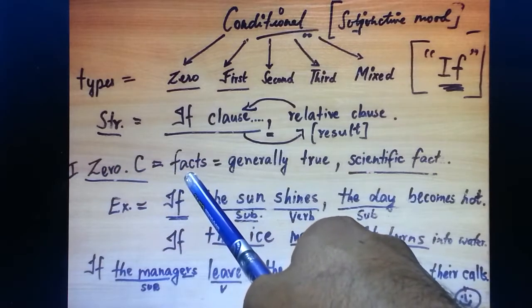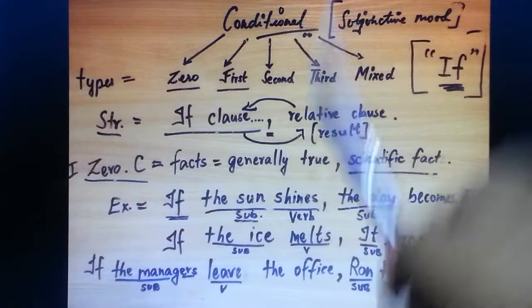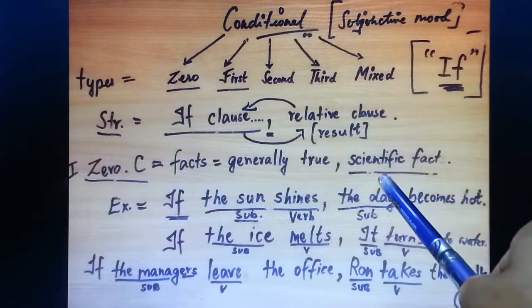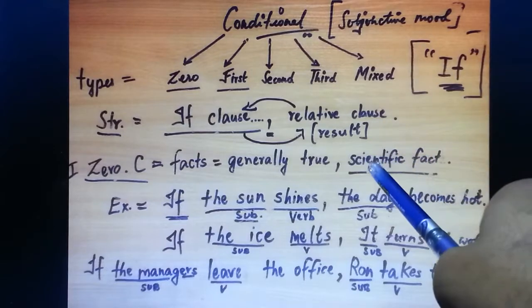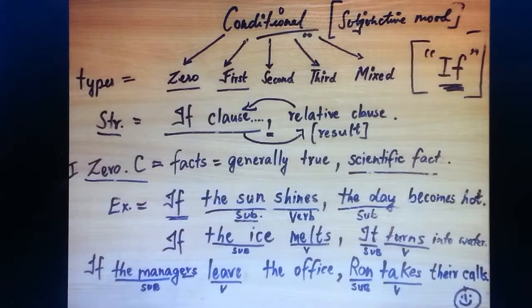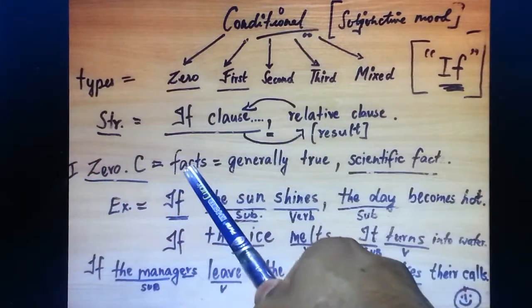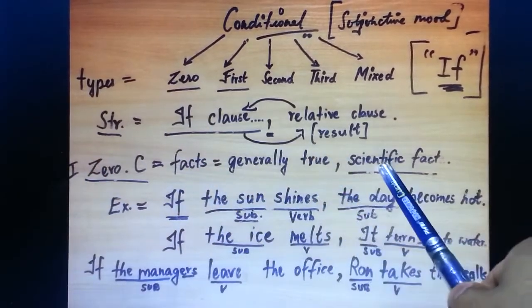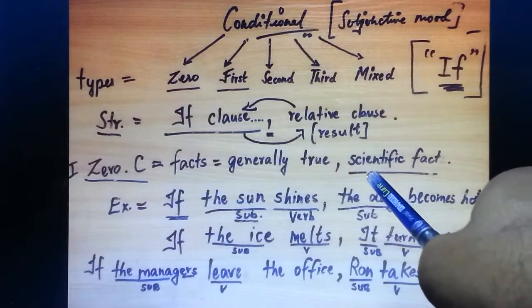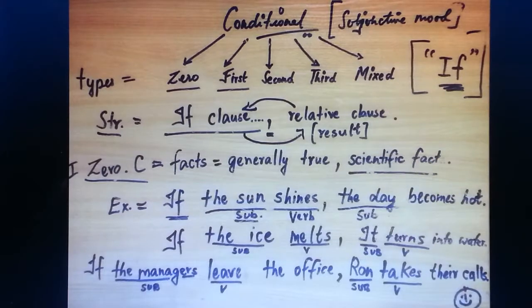Zero conditionals are facts that are generally true, and they are scientific facts. That means they are scientifically proven. That is something that is coming from nature. You can't change the rule of nature. So whatever comes from nature, it is totally from God. I hope you understand that. Well, so zero conditionals are facts that are generally true, and they are scientific facts, that means facts that are scientifically proven.